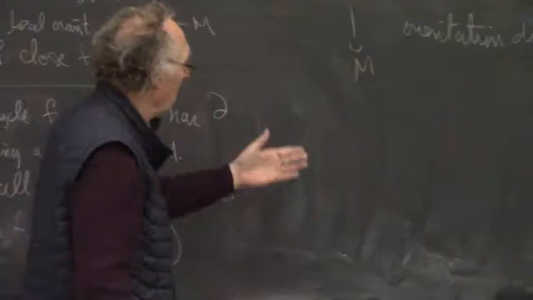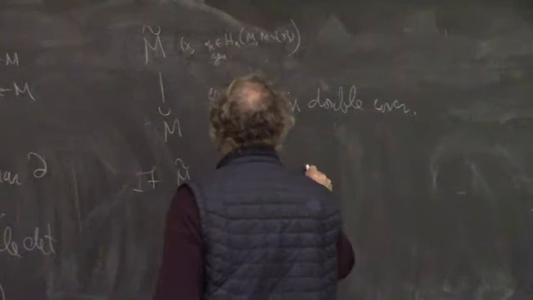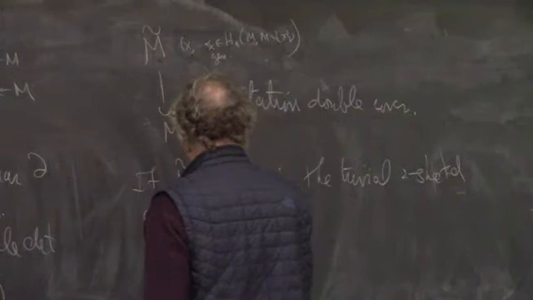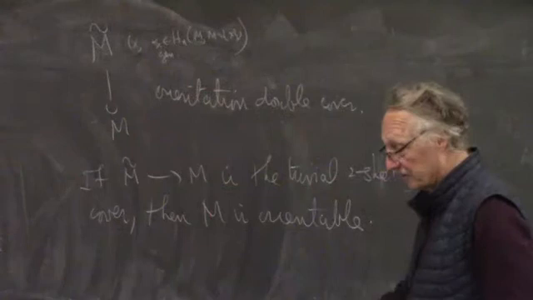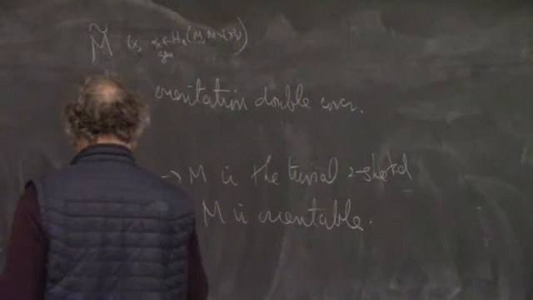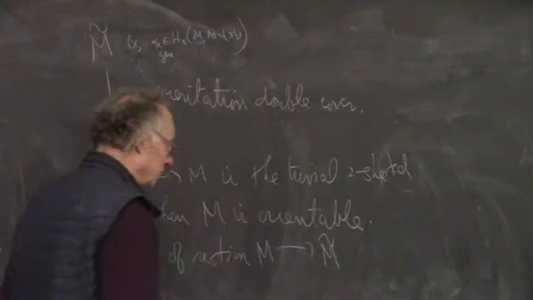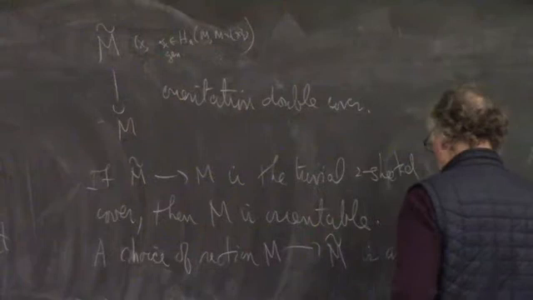So the orientation cover, if it is the trivial two-sheet cover, we say N is orientable. So an orientable manifold is one whose orientation cover is a trivial two-sheet cover. A choice of section back to N tilde of this two-sheet cover, in the case when it's trivial, is an orientation. And then the manifold is said to be oriented.